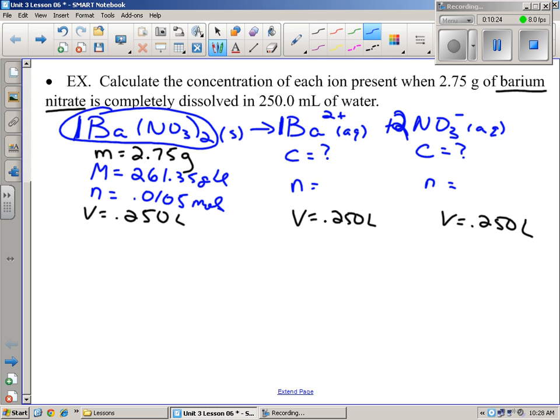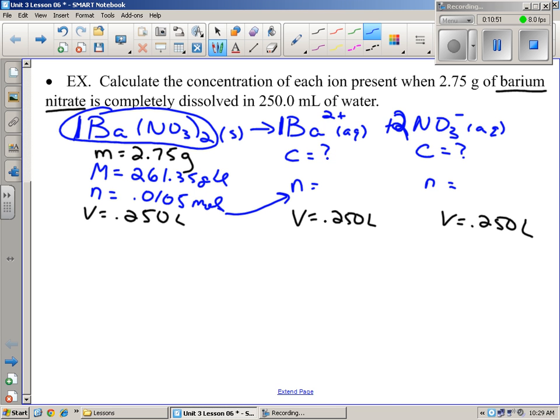Yes? True? Let's go bigger. 6.02 times 10 to the 23. Or let's say I took a mole of this, 6.02 times 10 to the 23 of these. I'd end up with 6.02 times 10 to the 23, or a mole of this, and twice here, 2 moles of this, right? Well, it turns out I don't have a mole, but I do have 0.0105.